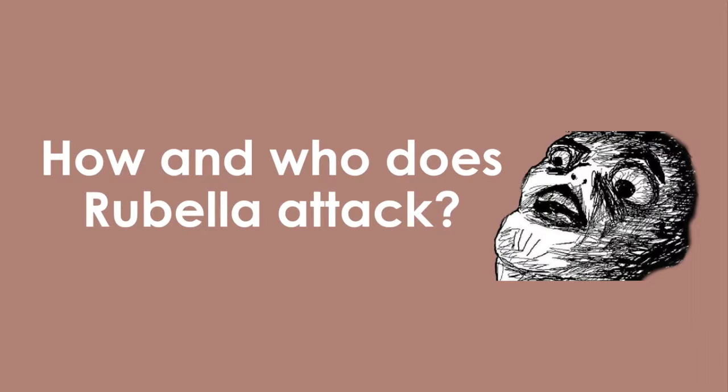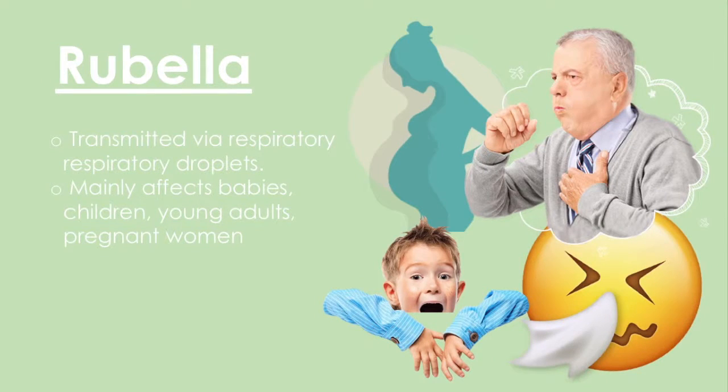How and who does rubella attack? Rubella virus is spread by respiratory droplets, specifically sneezing and coughing, and when one individual inhales the virus, it infects the upper respiratory tract, which results in rubella multiplying and spreading its region across the human system. This microbe usually affects babies, children, teenagers, young adults, including pregnant women.